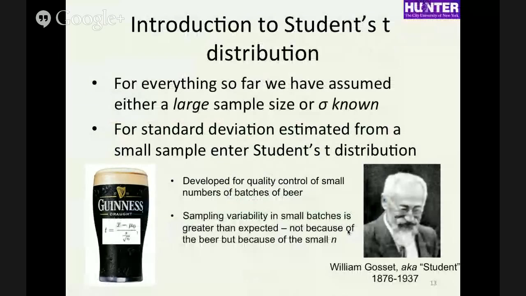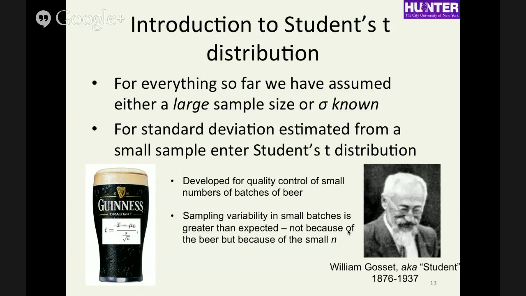Okay, it's time to introduce you to the t-distribution. We've been focusing so far on the normal distribution and large sample sizes because it's a perfectly good model to explain to you hypothesis testing, sampling distributions, power, all of this stuff. And now it's time to start extending that to other types of studies.